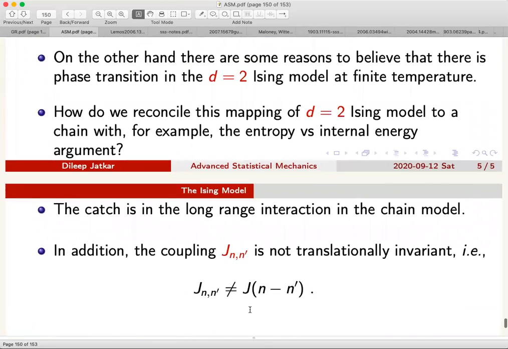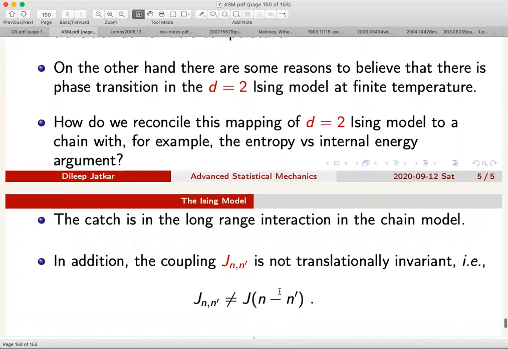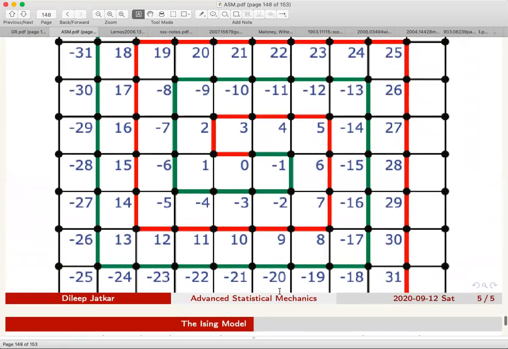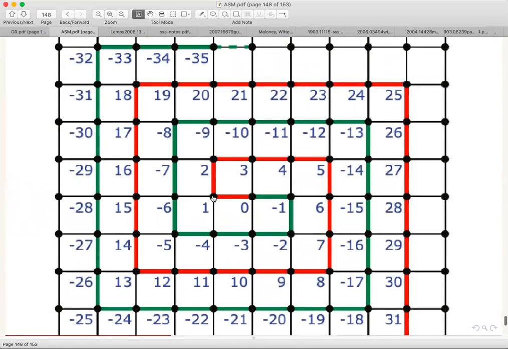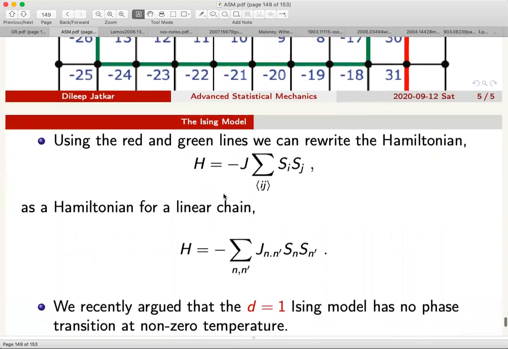So that statement corresponds to a statement that J_{n n'} is not equal to J(n - n'), which is what you would have expected if it was translationally invariant. That if this interaction was there, then this interaction also should have been there. Similarly, -7 to 0 or something like that.